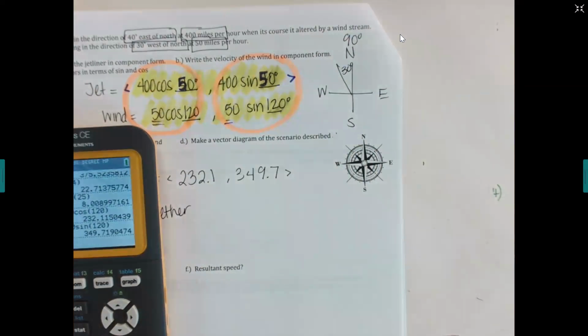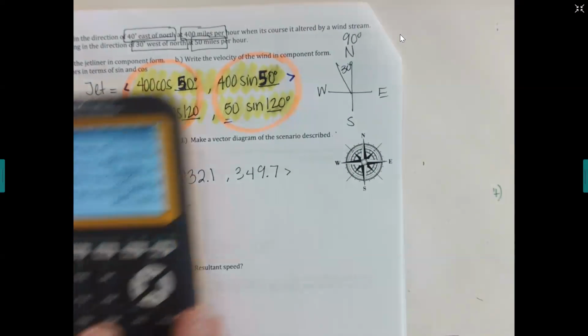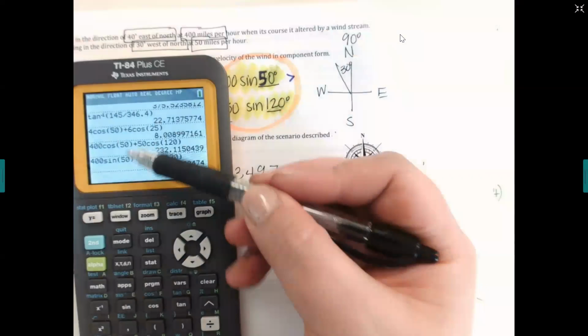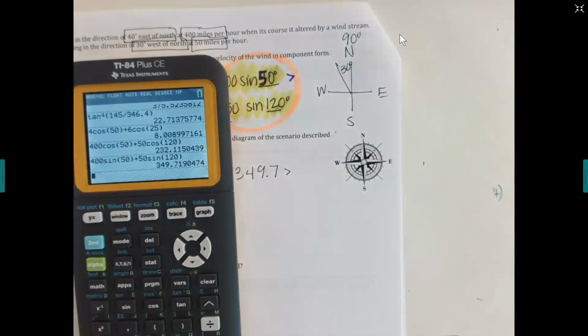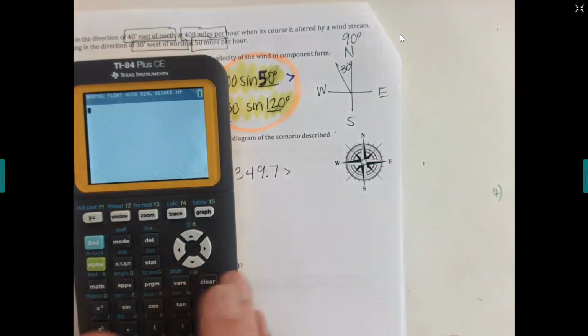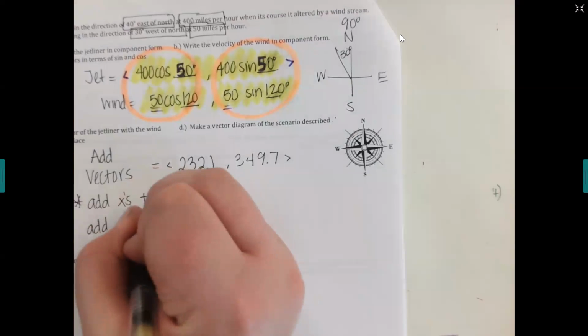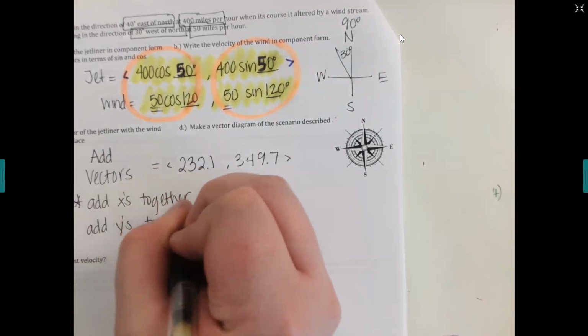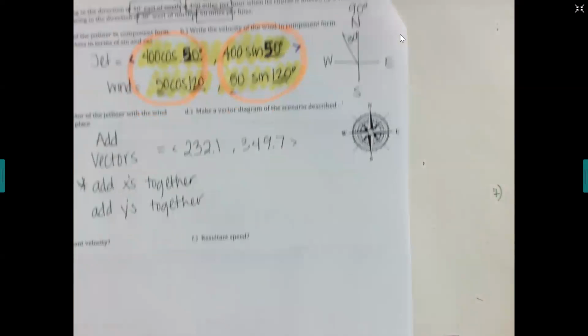So you're adding the x's together. Make sure you close the parentheses when you type them in. And then same thing on the y. Are we good there? Add the y's together, add the x's together. Then the next 3 things you should already know how to do from last class.